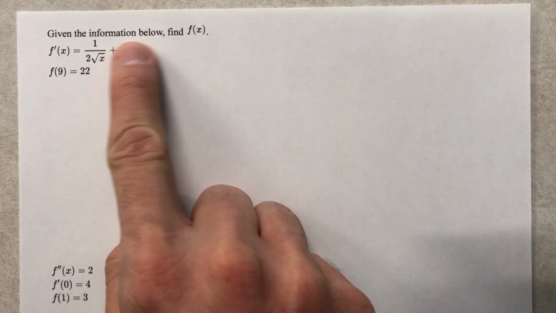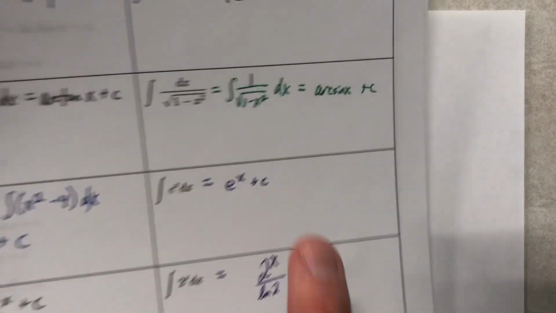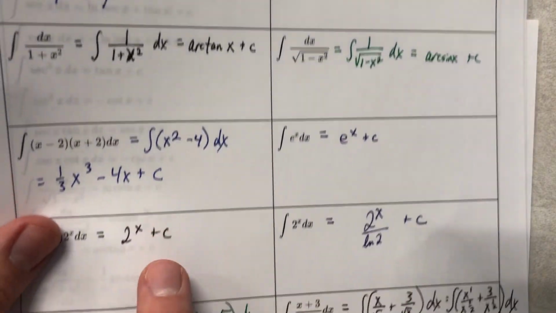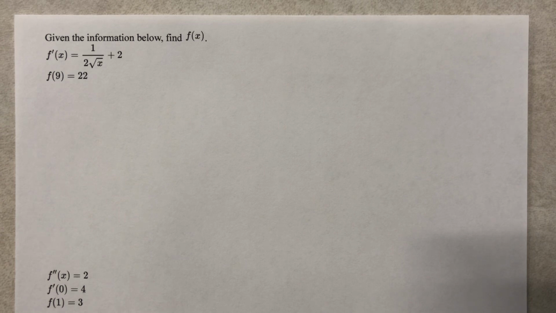Given the information below, find f of x. F of x, what? Okay, up to this point, we've had c's floating around at the end. They're giving us enough information now to find c. They're giving us some value that will help us figure it out.